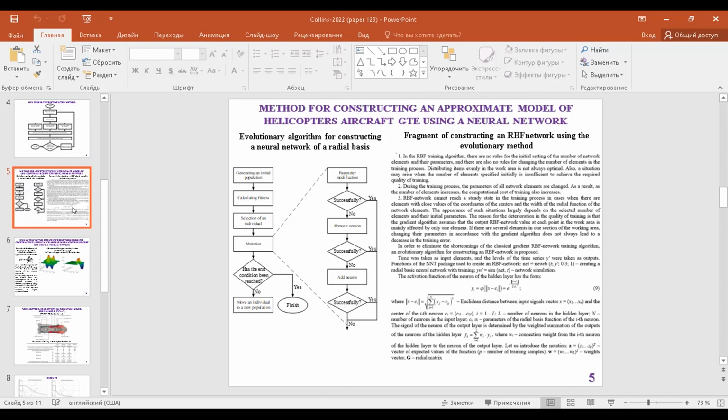In accordance with the algorithm, for each element the values of change in the weight coefficient, element width and element center coordinates are calculated. The evolutionary algorithm for constructing a radial basis neural network is shown in the figure.